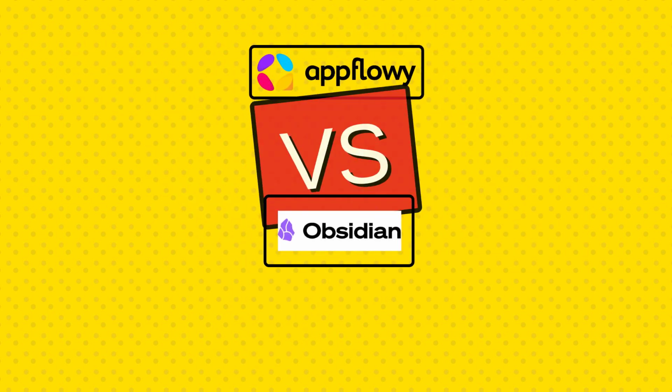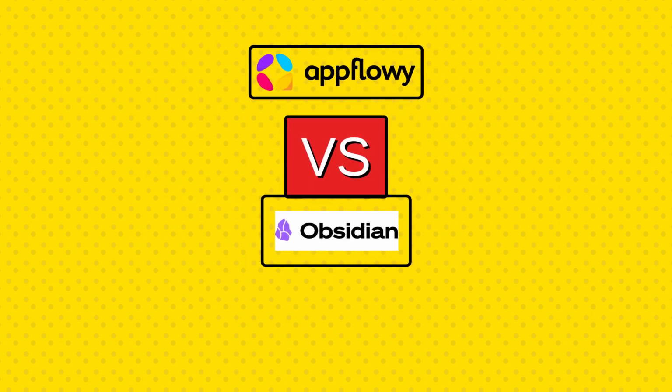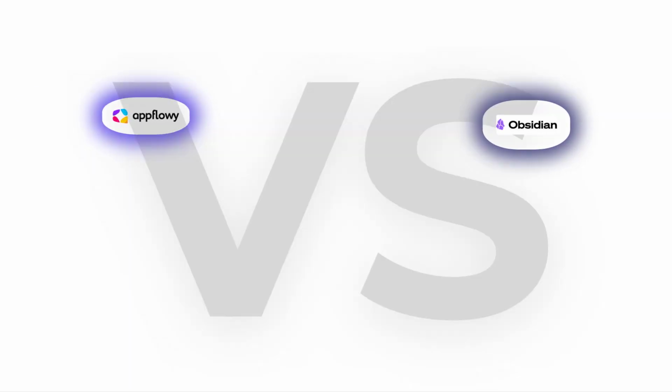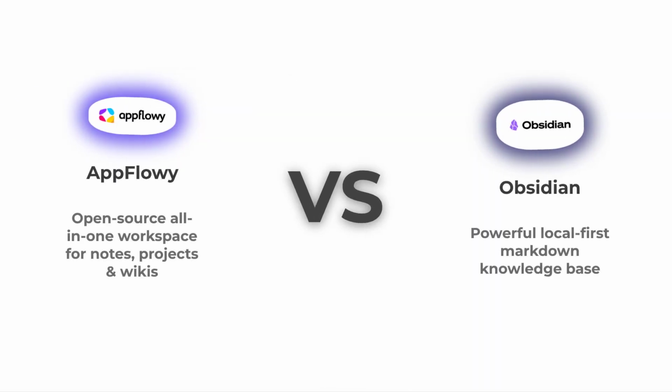AppFlowy versus Obsidian. Two standout workspace tools, one tough question: which one really delivers? On the left, AppFlowy, an open-source all-in-one workspace for notes, projects, and wikis. On the right, Obsidian, the powerful, local-first markdown knowledge base trusted by productivity pros.